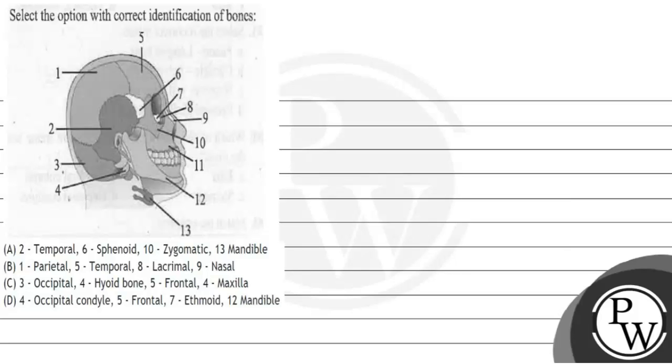Hello बच्चों, let's discuss the question, and the question is select the option with correct identification of bones, and in this picture there is the diagrammatic view of human skull. So the key concept for the question will be human skull.